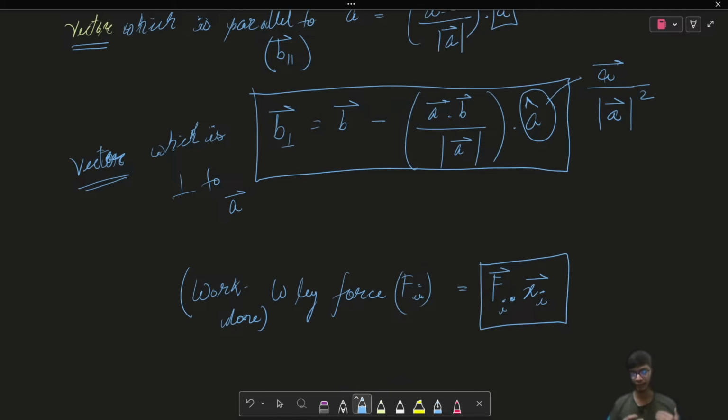Even in engineering, this has wide scale application. However, if we understand the basic part of vector multiplication, that is the dot product, we can take up any type of questions. I hope this is clear to all of you.